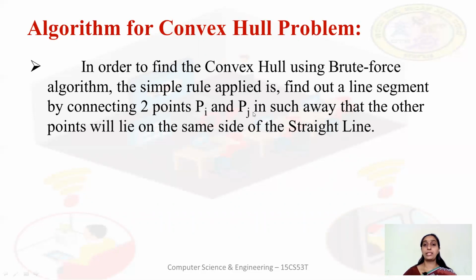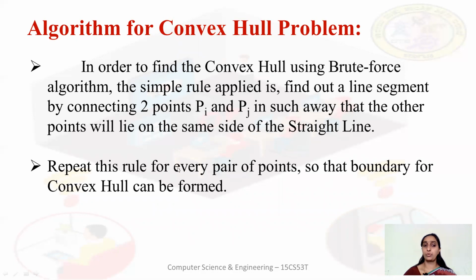Then we need to draw the line segment between Pi and Pj. How this line segment should be: all the remaining other points should lie on one side of that line segment. It has to lie on the same side of the straight line. In that way we need to proceed.